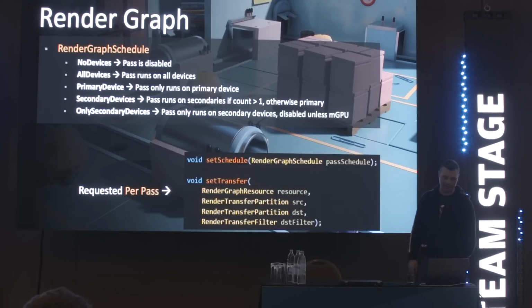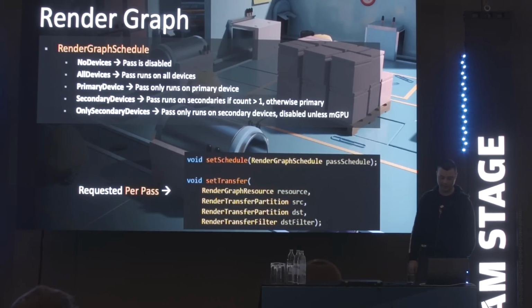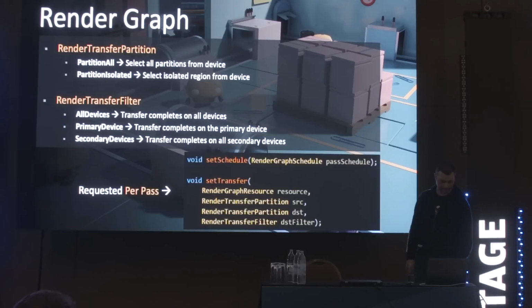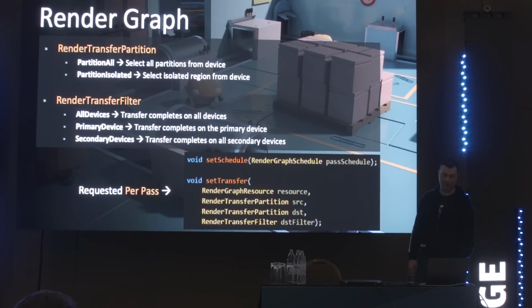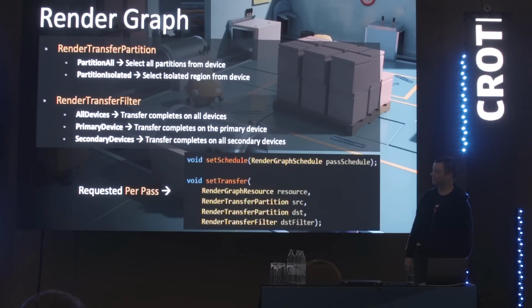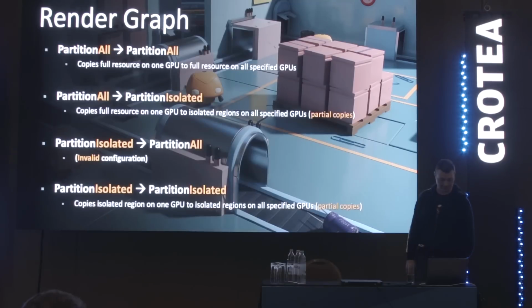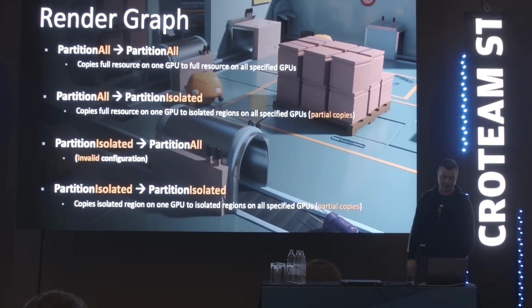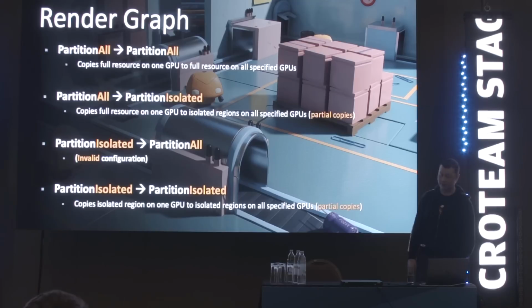Our simple rules engine allows for a pass to specify the scheduling and also request transfers in or out of the pass. The transfers specify what partitions are copied from source to destination, and the transfers also specify rules for the transfer destination, allowing for basic copies, multicast copies, etc. The transfer partition is specified for both the source and the destination GPU, allowing for a variety of transfer patterns.